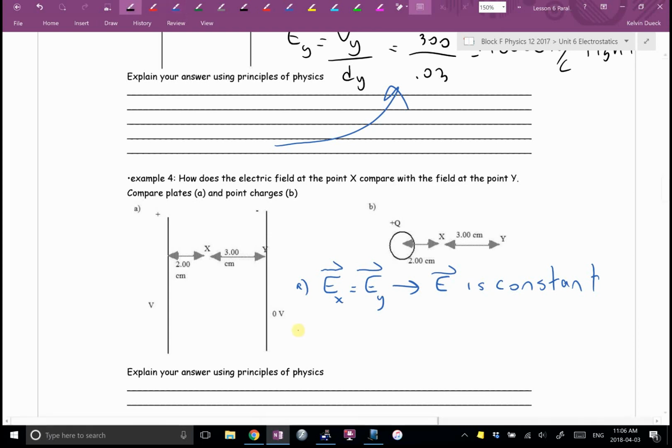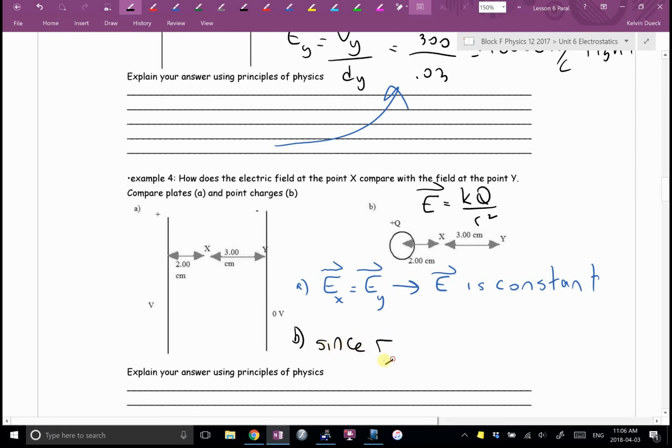What about situation B? How do I find the electric field from round circular point charges? There's an equation for it. E equals kQ over r squared. Jaden, at location X and at location Y, is little k the same? Well, yeah, that's a constant. Is the charge the same? Yeah, the big planet hasn't changed. At location X and location Y, is r the same? So is the electric field the same? No.